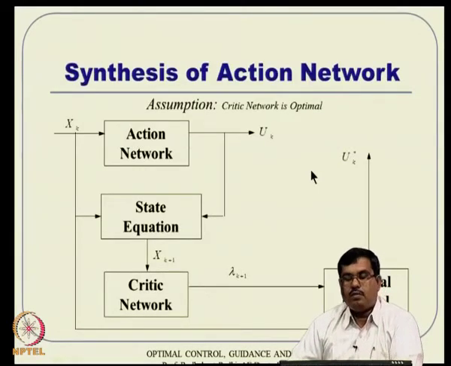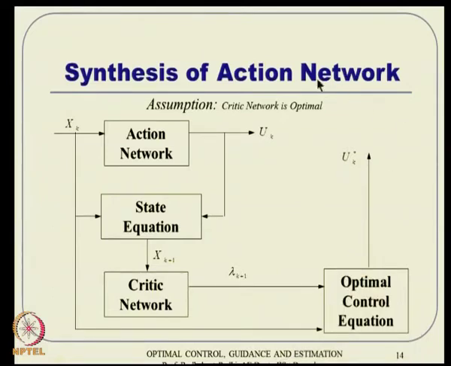Now, the question is how do you do that? So, first thing is let us see how do you synthesize the action networks. By synthesis what I mean is how do you come up with the desired values of the output actually. Okay. Remember, action network takes sk as input and gives uk as output, but this training process demands that you have a corresponding uk star, which is the desired value of uk actually. Okay. So, how do you get that there?